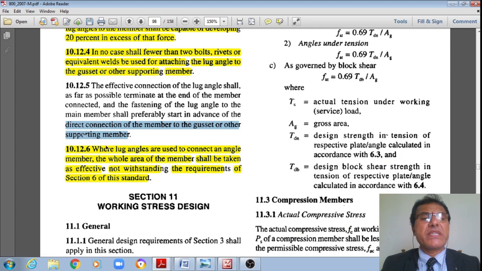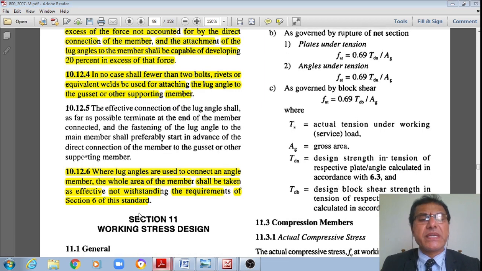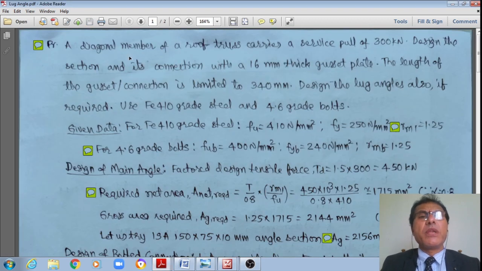The final codal specification is that where lug angles are used to connect an angle member, the whole area of the member shall be taken as effective, notwithstanding the requirement of clause 6 of this standard. Means there the clause 6 is not applicable, the entire gross area itself is the effective area. This is an important codal specification, student. Once we examine these codal specifications, let us move to the numeric problem, student.